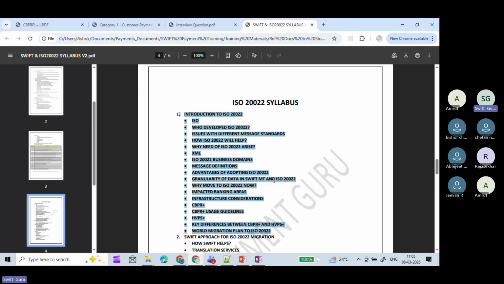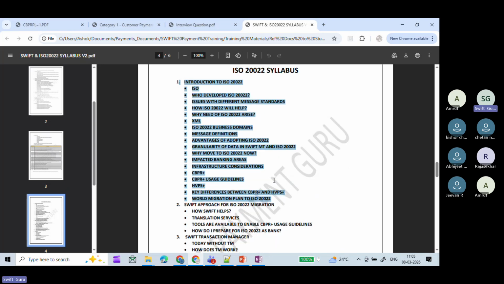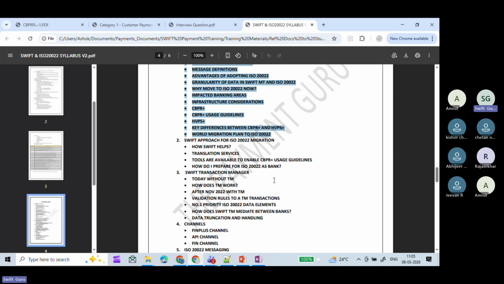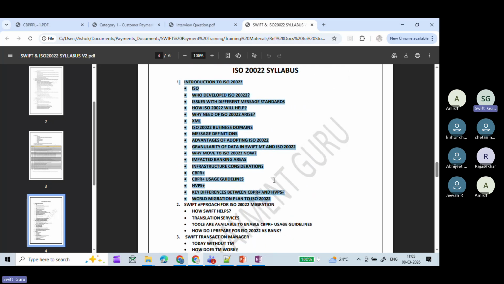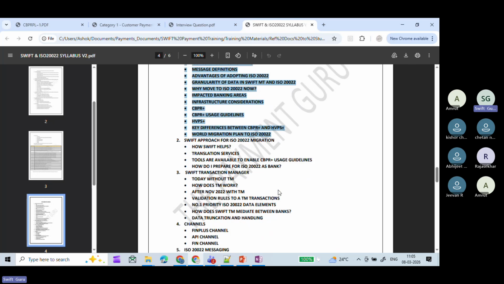Why was there a need for the migration? What exactly does it bring to your plate? What are the different advantages of using ISO 20022 over your legacy MT messages, right? What are the different business domains in which they provide this messaging service? All those things we'll discuss. And why was Swift late in migrating to ISO 20022 while ISO 20022 was launched way back in 2004? All those questions would be answered in that particular training.